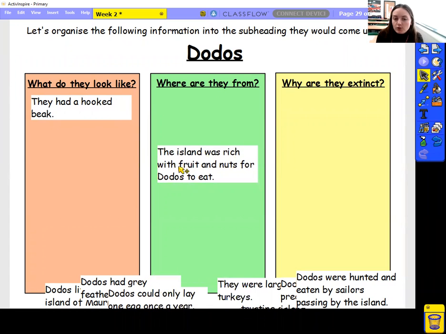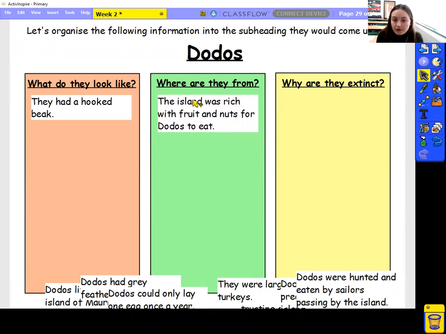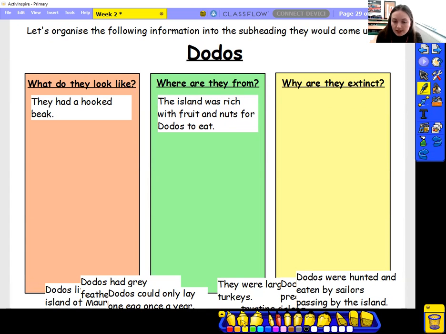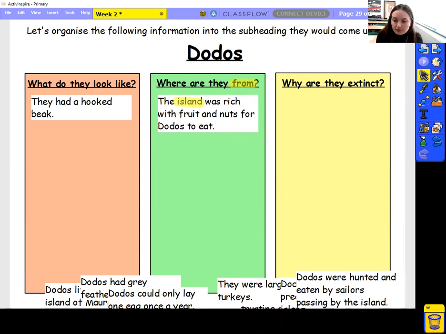The island was rich with fruit and nuts for dodos to eat. Does that tell me about what they looked like? Does that tell me about the place they were from? Or does that tell me why they are extinct? Fantastic. It's telling me about the place that they are from. Even though it doesn't tell me the exact place that they came from, it mentions that island and tells me a bit of information about it. It's telling me some information about the place they were from, and that's why we would put it under that subheading.